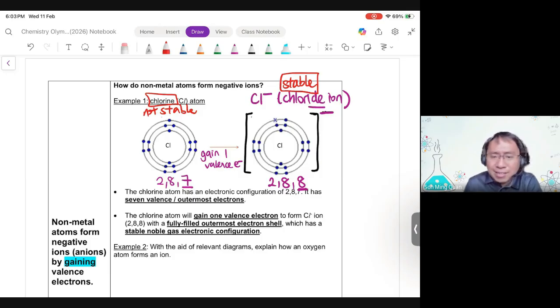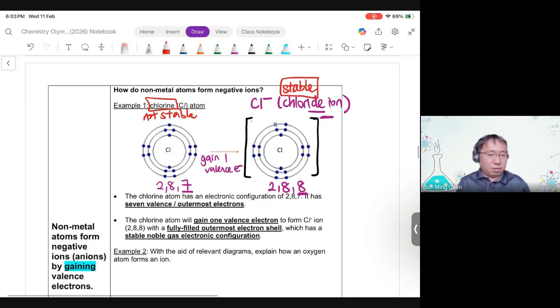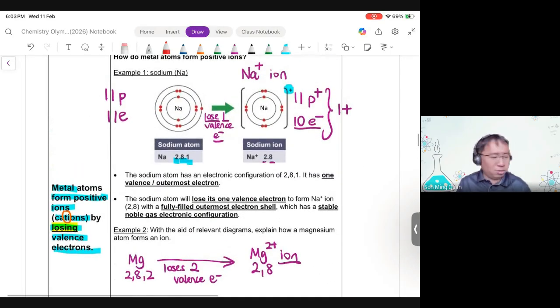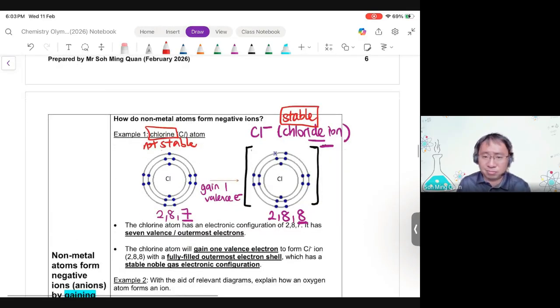Next, where did this electron come from? Where did this one valence electron that chlorine gained come from? It must have come from somewhere, right? It can't drop from the sky, right? So clearly, these are two different elements. One is losing an electron, one is gaining an electron.